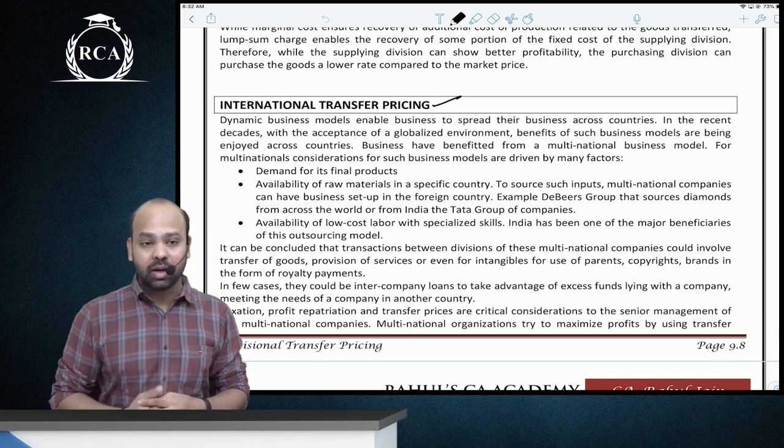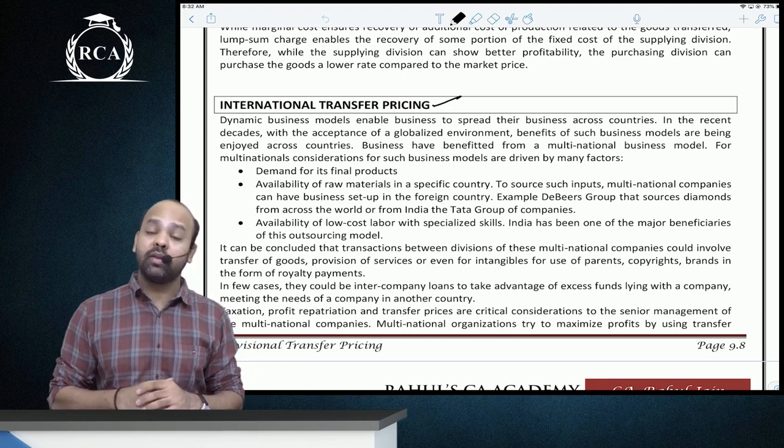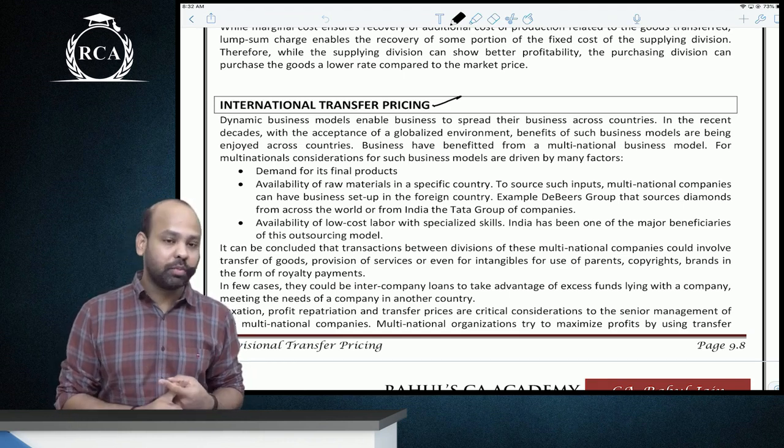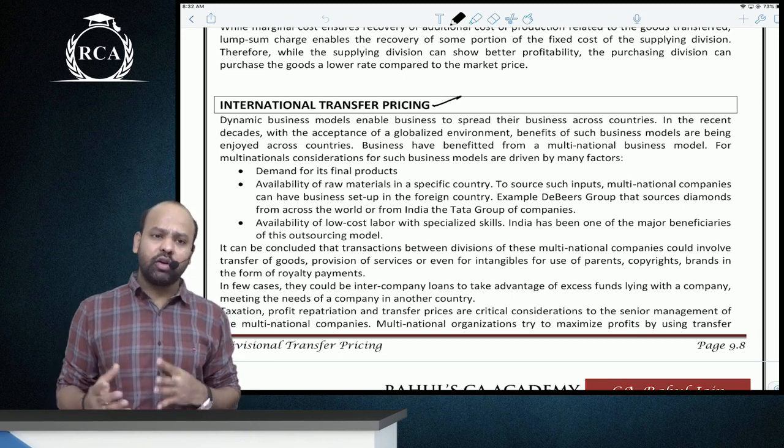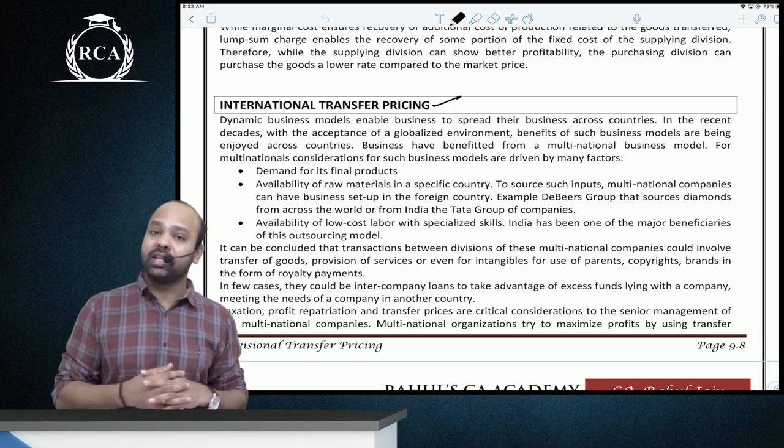There is abundant talent in India. That is the first most important factor. The second factor is lower wages in India. Of course, you cannot compare the wages in India with the wages in the US.